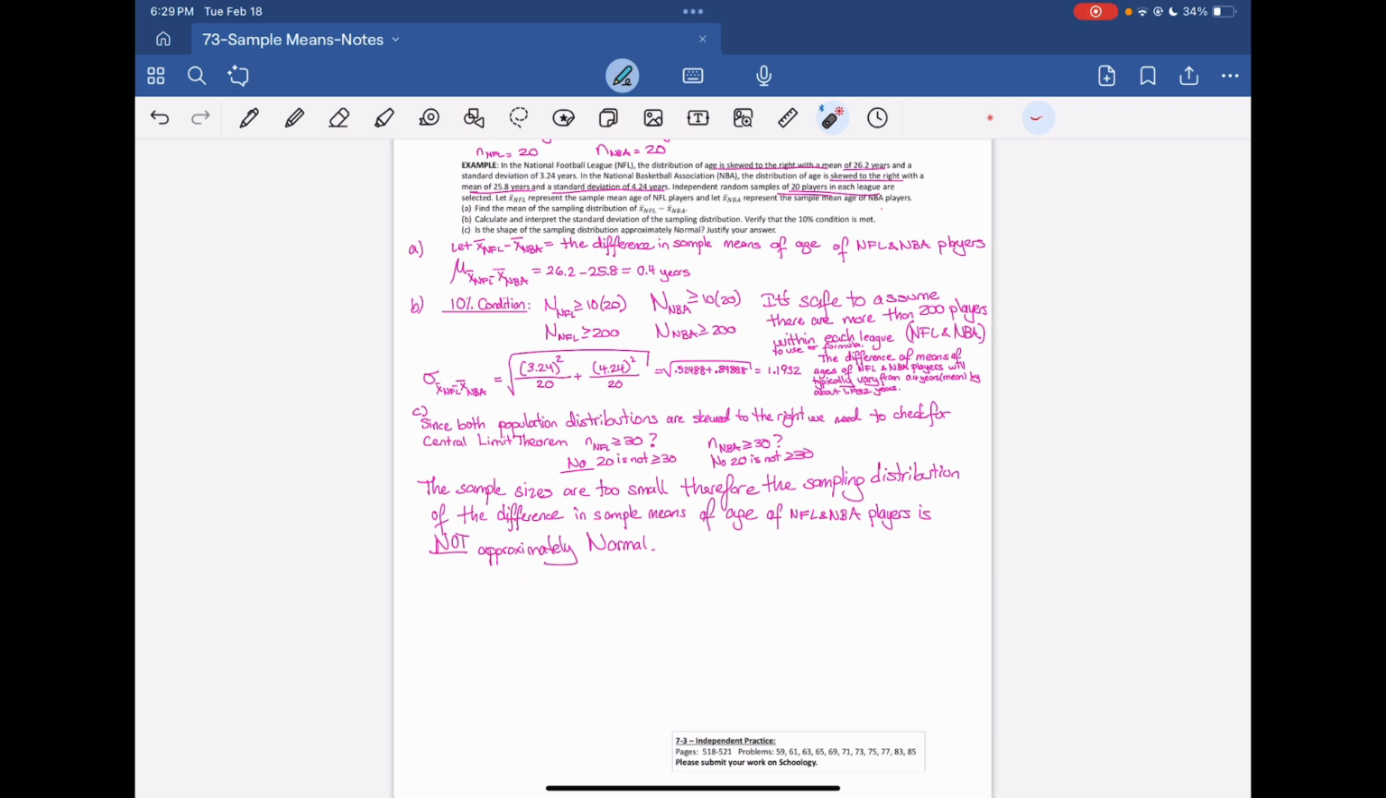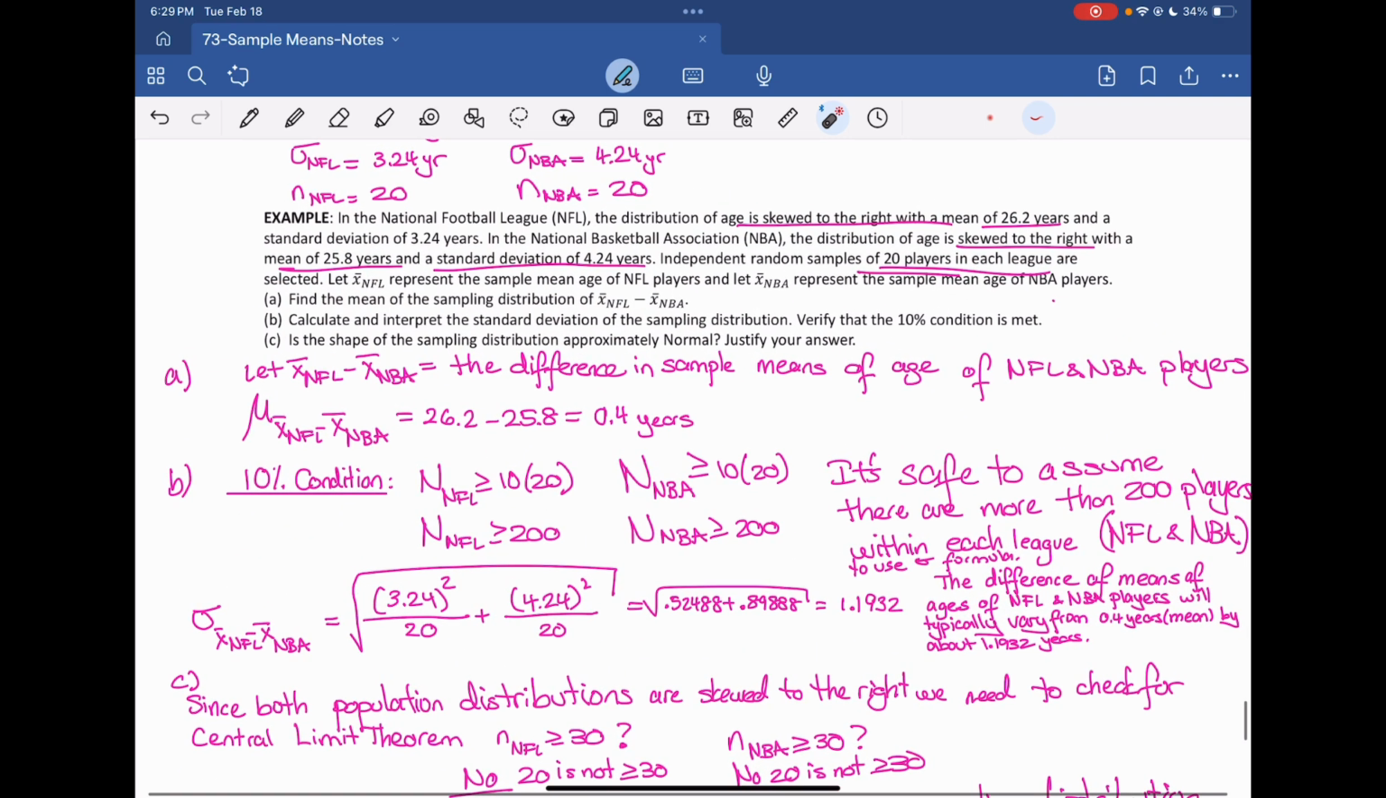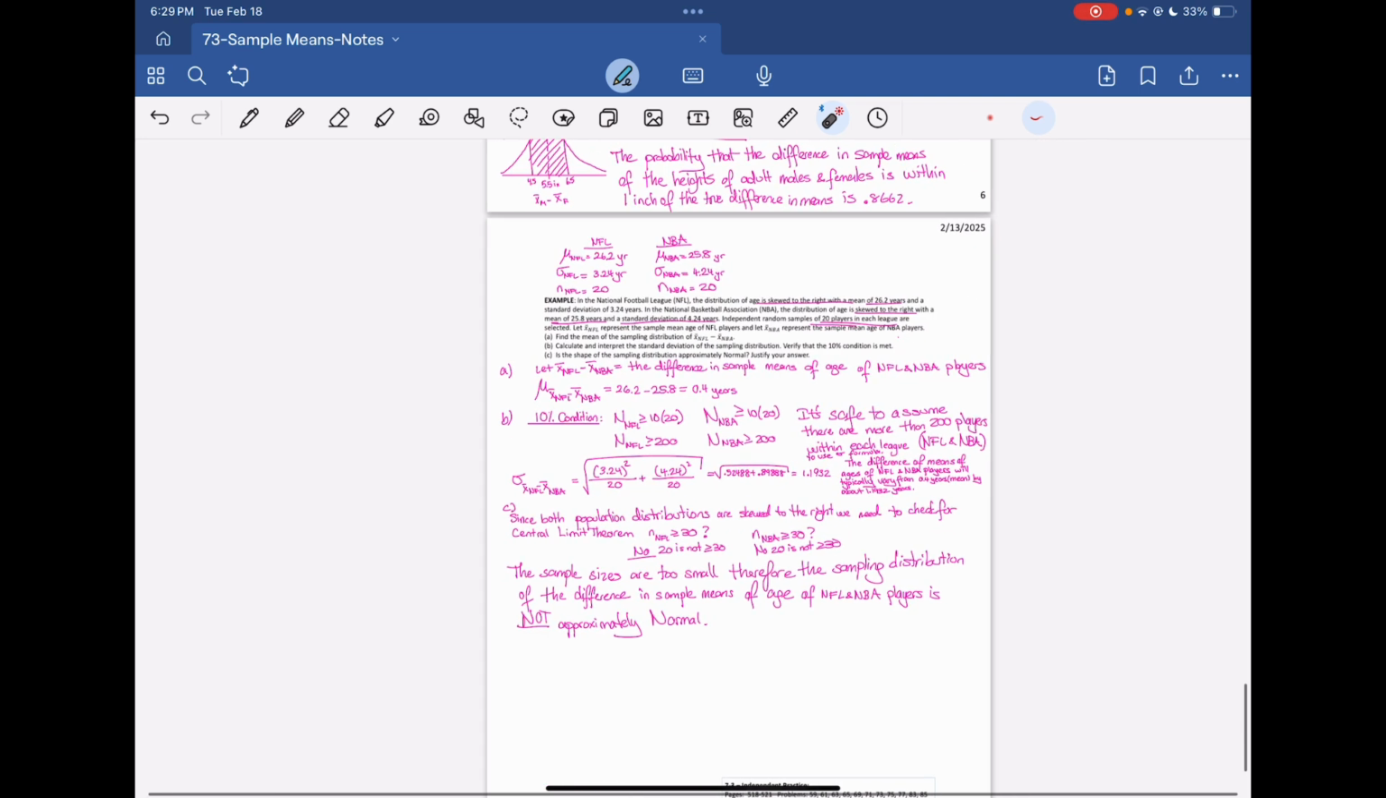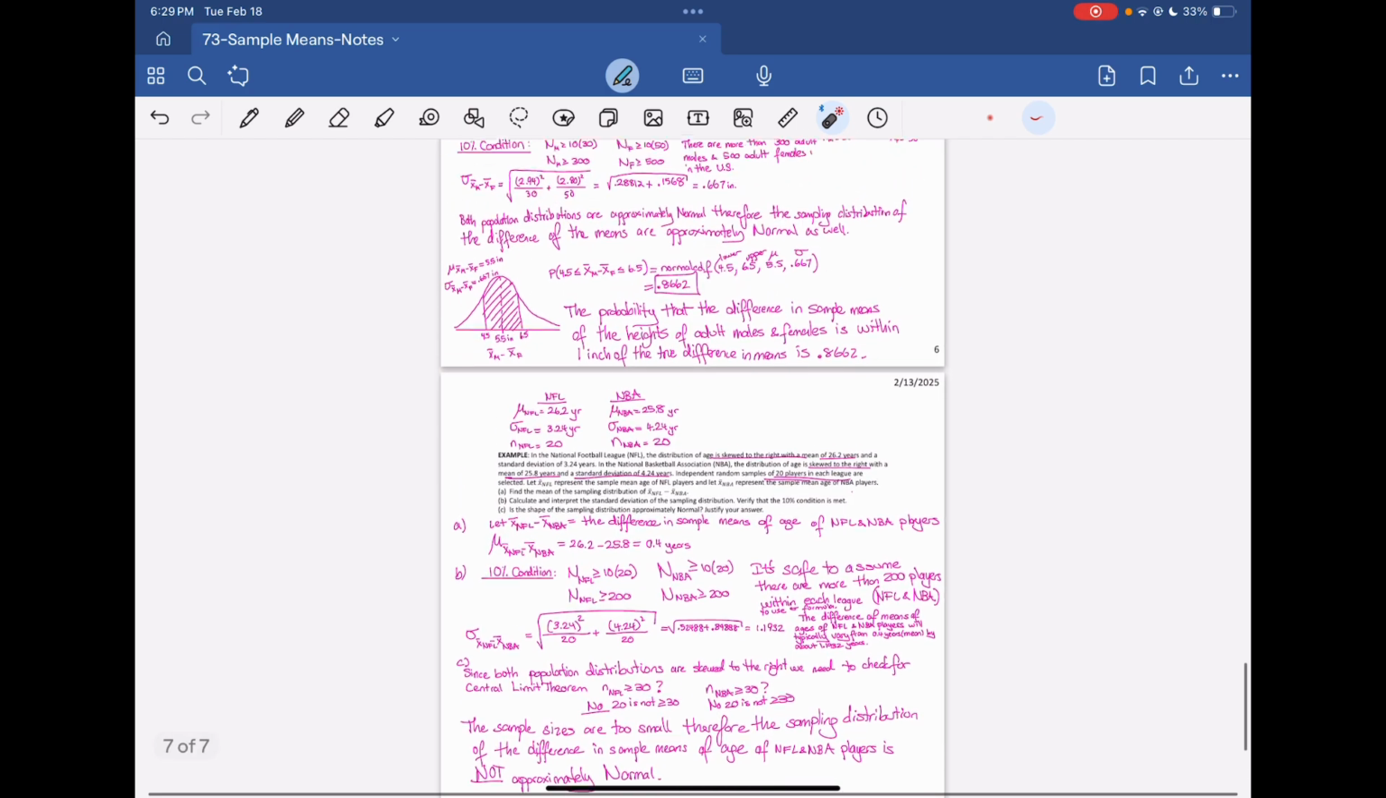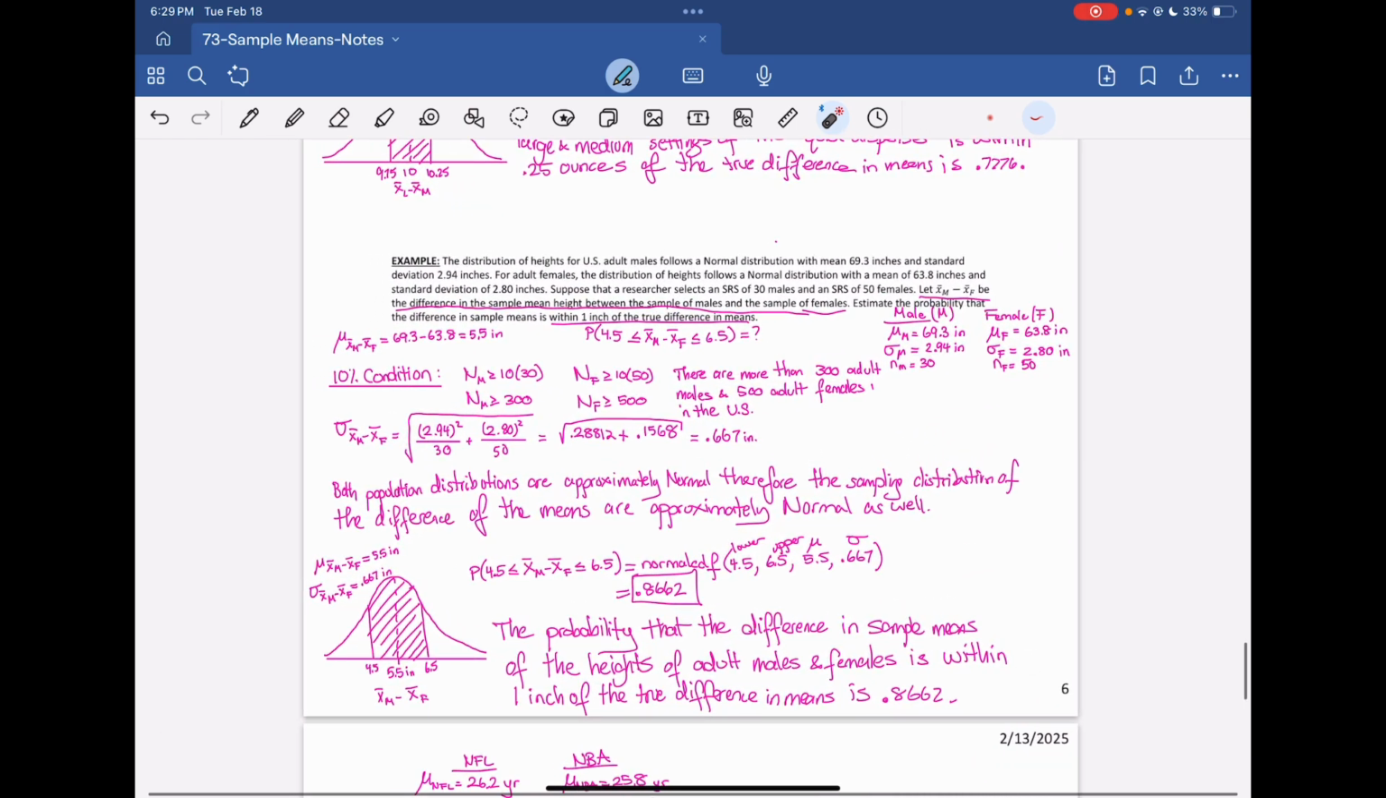So notice we did not try to solve any of the rest. We failed. We cannot calculate this probability. And they didn't even ask you for that either. Notice the question is just asking you to find the mean, did it, and to find the standard deviation, assuming the condition is met, did it, and then they're asking you to elaborate on this. So, did that.